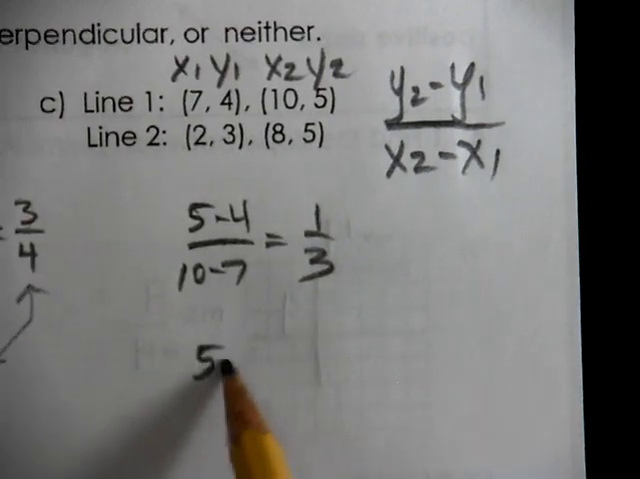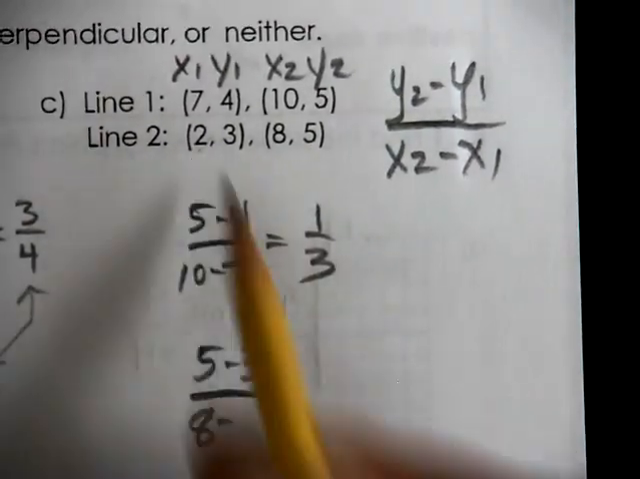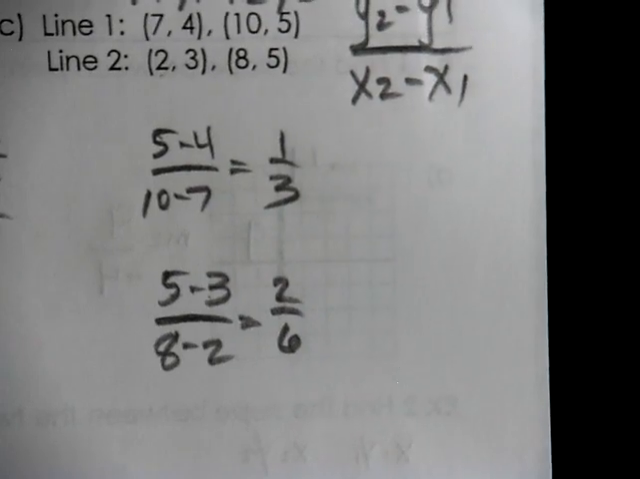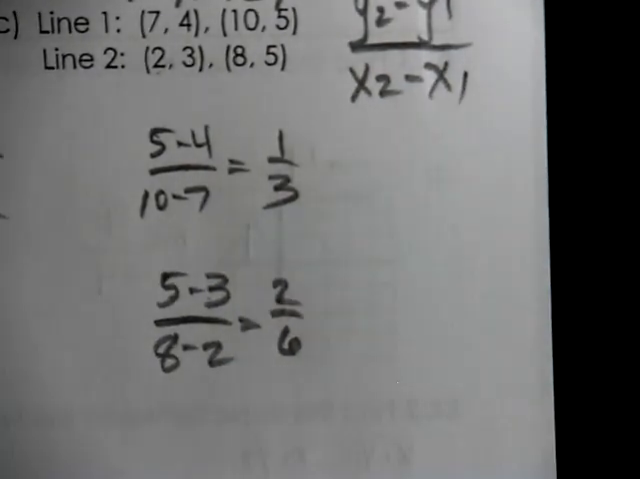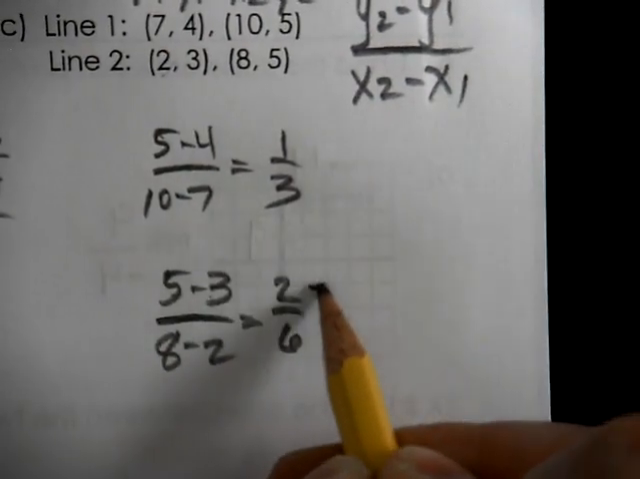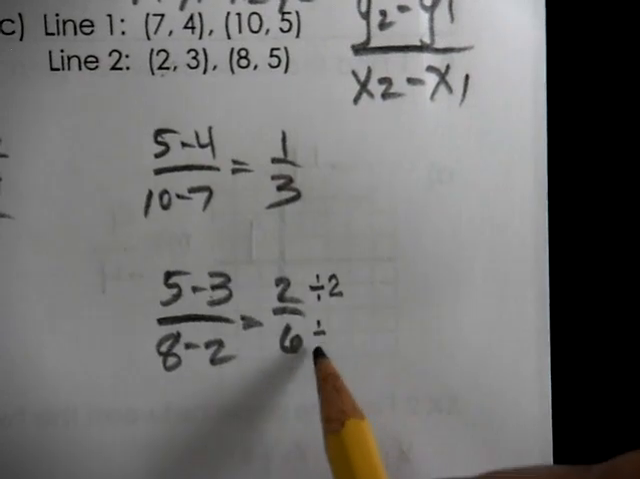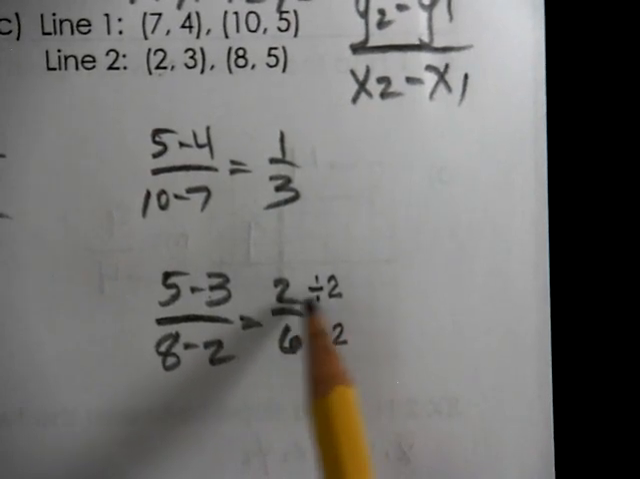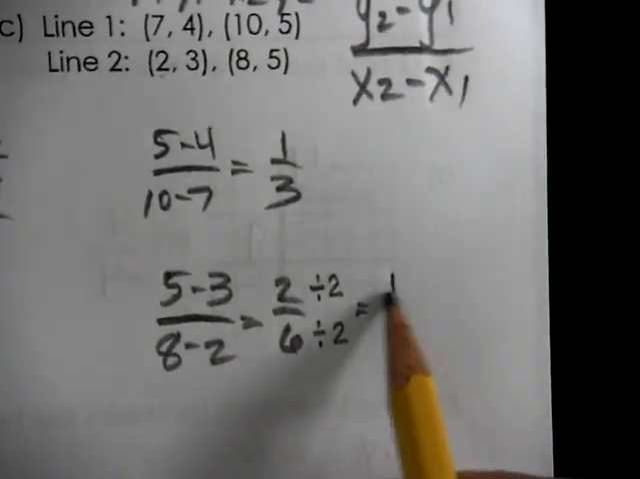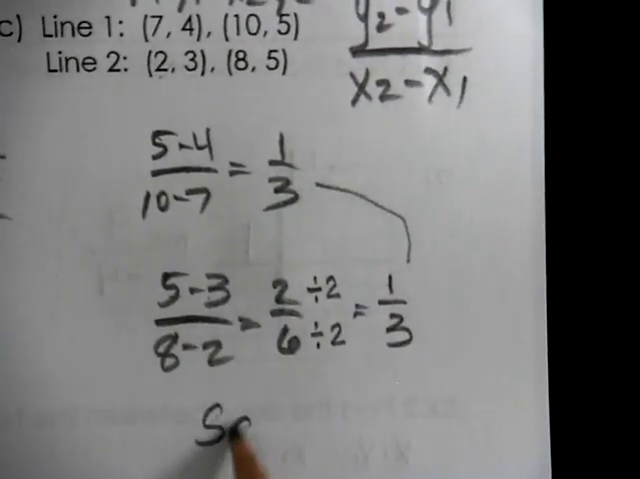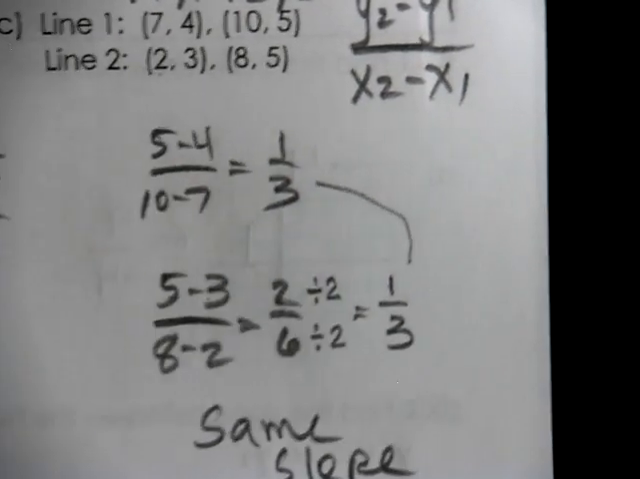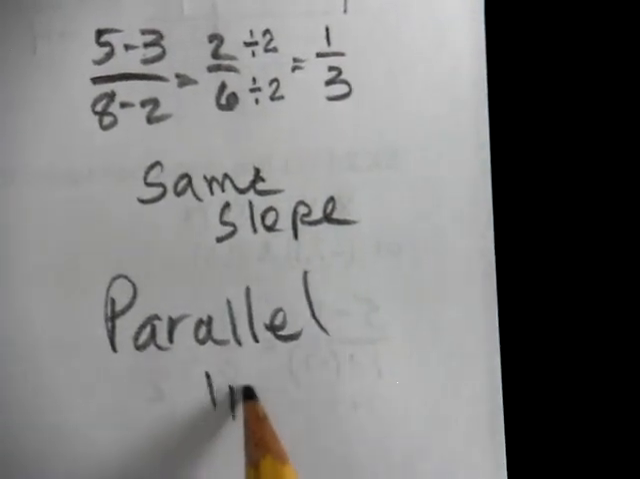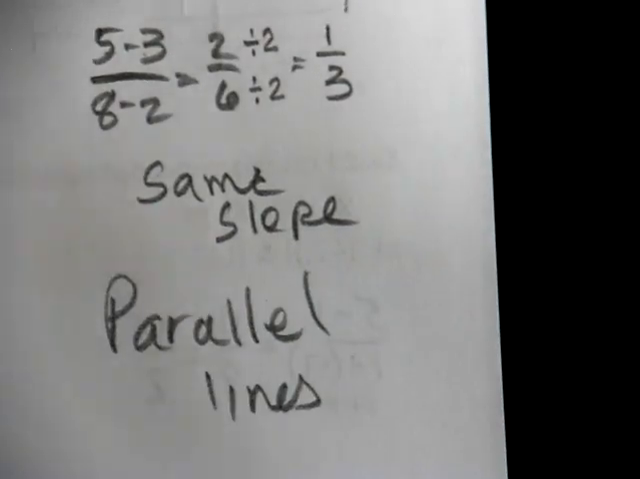Line number 2 would be 5 minus 3 over 8 minus 2. That gives us 2 over 6. So when we look at it like this, they look different. But this fraction might be able to be reduced. What number can go into 2 and also into 6? We're going to divide out a 2, take a factor out of it, and that leaves us with 1/3. So these are the same slope. Same slope means parallel. Parallel lines have the same slope.